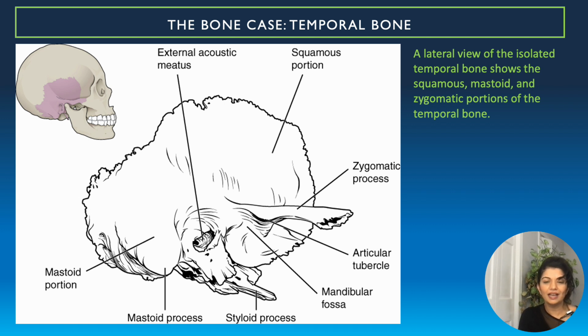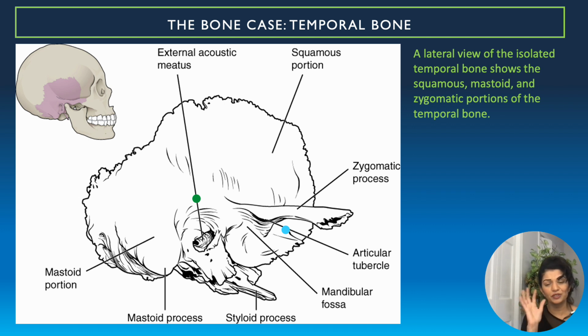So some aspects of the temporal bone you already know. You know there's a squamous portion and a petrous portion. But I do want to highlight the external acoustic meatus, that is basically going to be linking the ear to the skull. And then we've got another portion here, which is the articular tubercle.